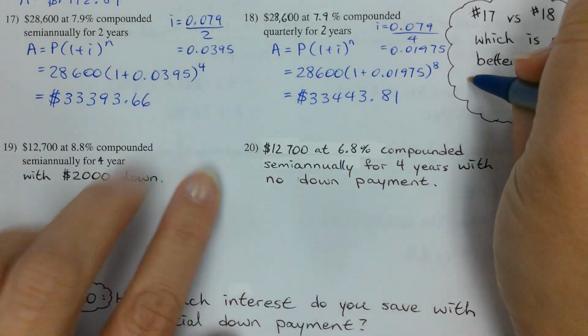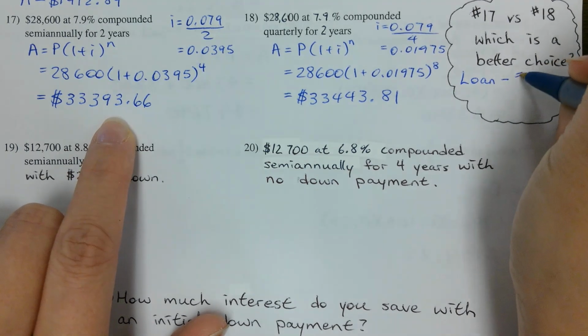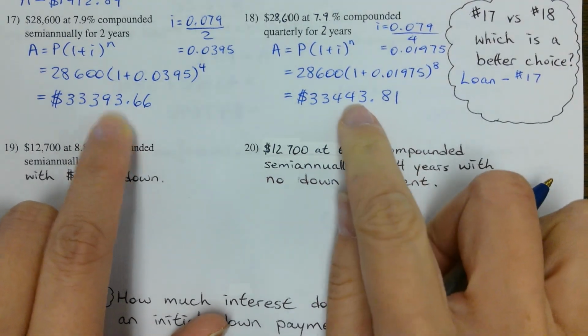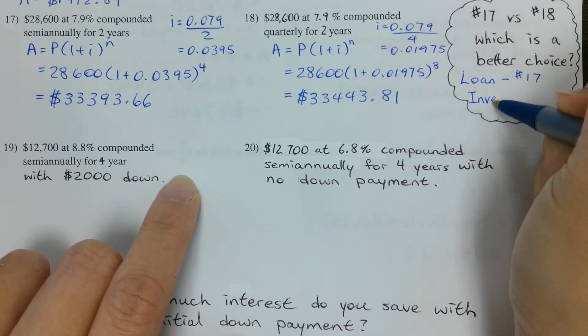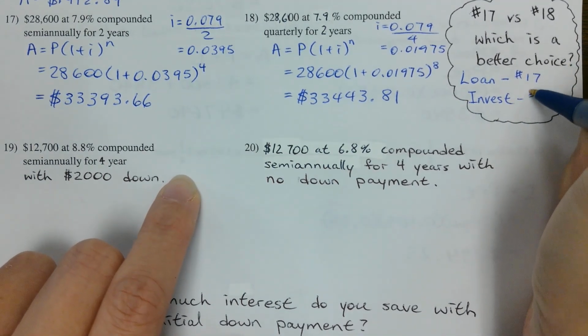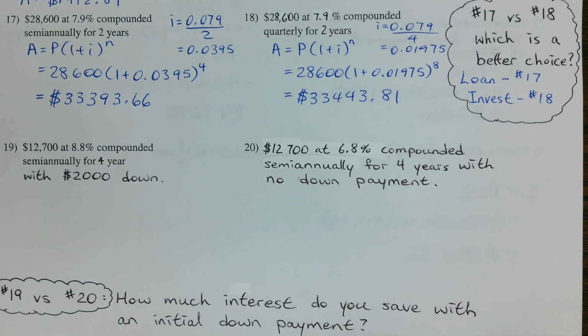Yeah, so it depends. If it's a loan, then 17 is better because you pay less. If it was an investment, then number 18 would have been better. Okay, so I want you guys to know the difference between the two, and on the test, if I ask something like this, you won't get tricked. Oh yeah, assignment. See, you were paying attention.